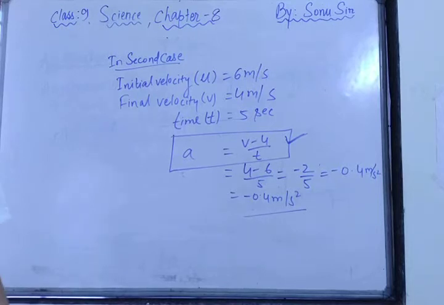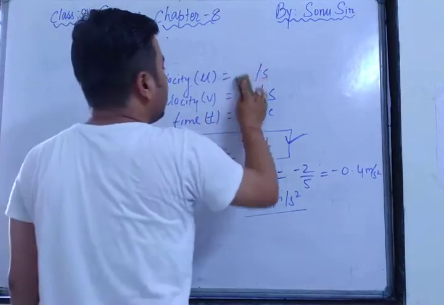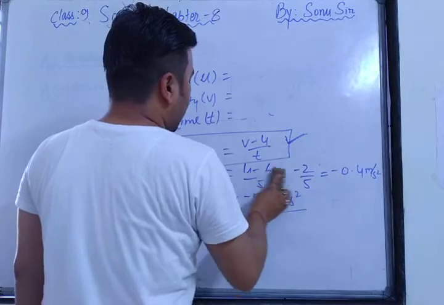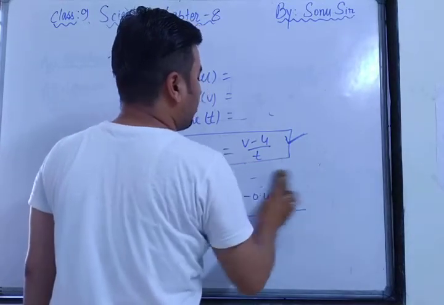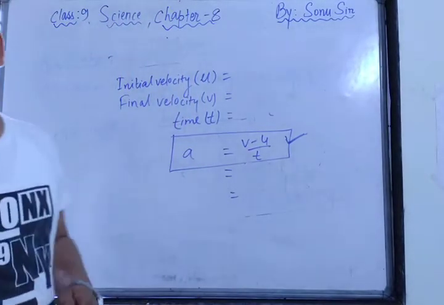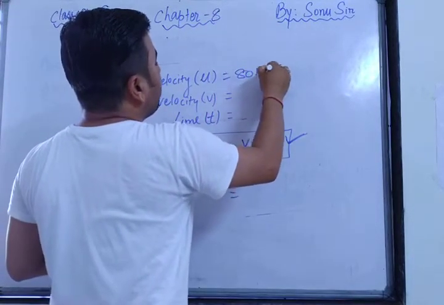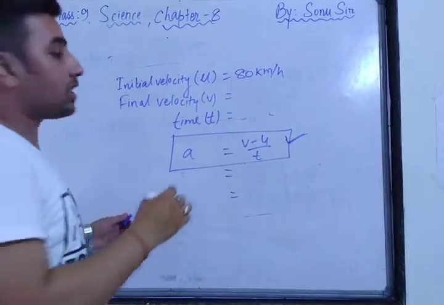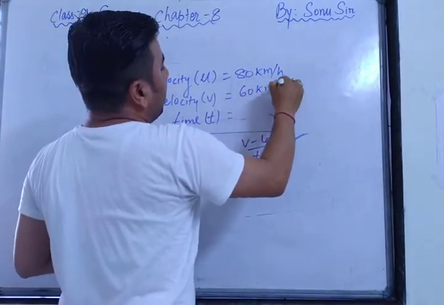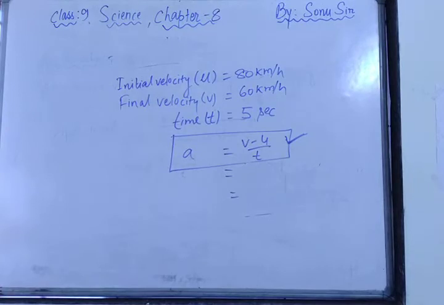A bus decreases its speed from 80 km per hour to 60 km per hour in 5 seconds. Find the acceleration of the bus. Can you solve this question? Here we have to calculate the acceleration, the same thing as before. You have to just take your notebook, take a pencil or a pen, and write the question. The initial velocity is 80 km per hour, and the final velocity is 60 km per hour, and time taken is 5 seconds.